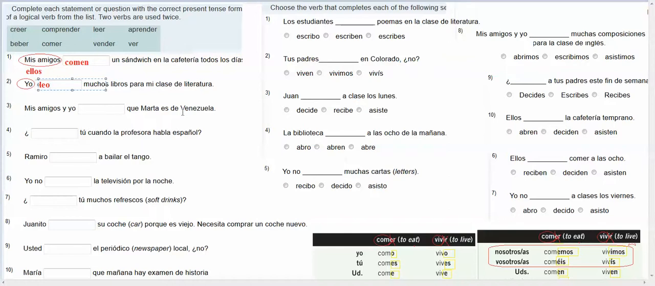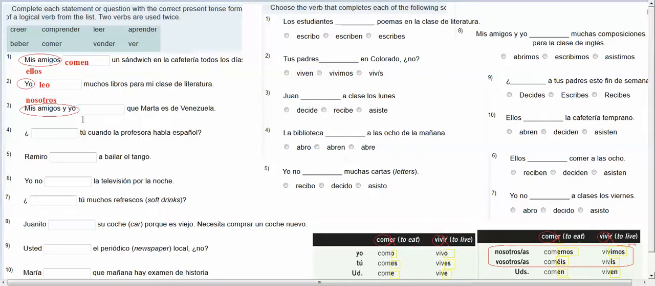"Mis amigos y yo blank que Marta es de Venezuela." We believe that she's from Venezuela. That would be creer. Okay. And so then who believes that? My friends and I, which is the same thing as nosotros. So if I get rid of that ER for nosotros, I would have EMOS: creemos.